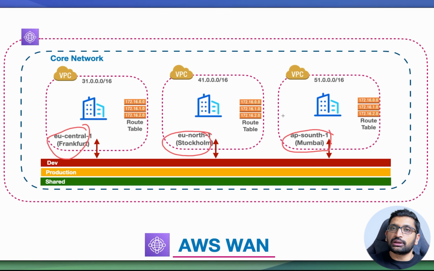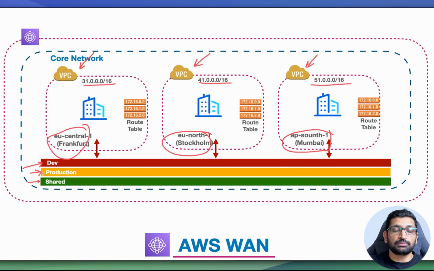In all 3 regions, we will have 3 VPCs, and each VPC will have its own CIDR ranges, or IP ranges. Here you can see 31, 41 and 51. These are the IP ranges which start with these numbers. Apart from that, we will also be setting up network segmentation, which will be dev, production, and shared. These are the network segments we will be creating.